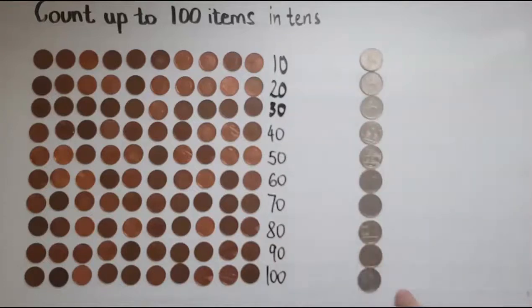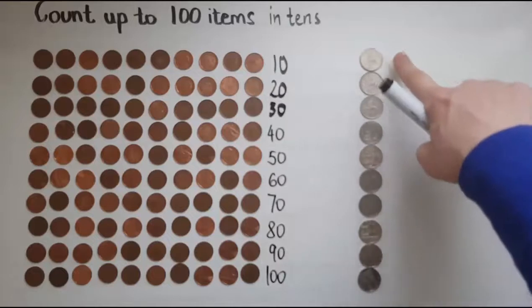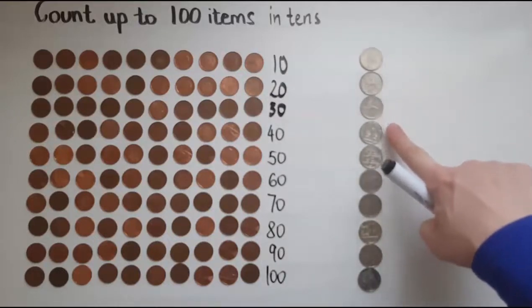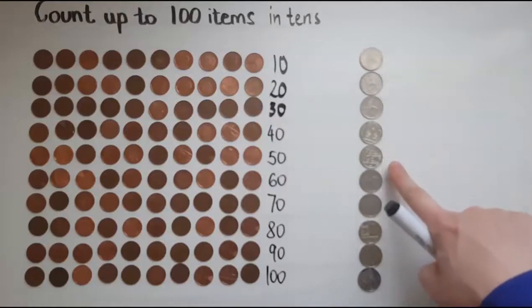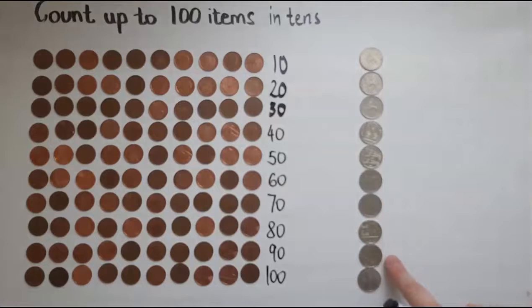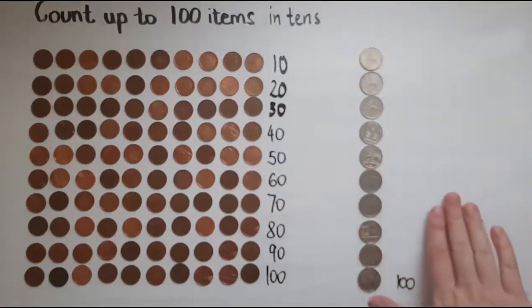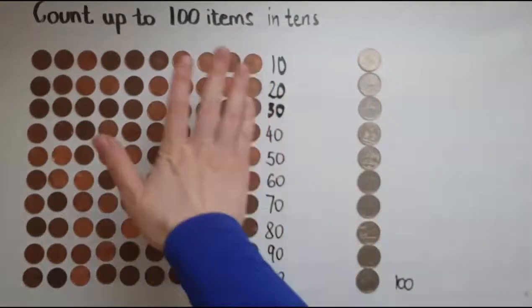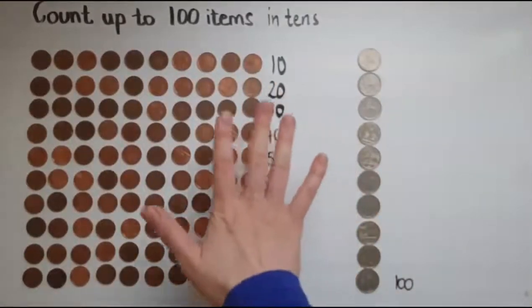On the other side, I've got 10p coins. So that would be in total 10, 20, 30, 40, 50, 60, 70, 80, 90, 100. So that is again the same amount. So the coins that I have on the right have the same value as all these coins that I have on the left.